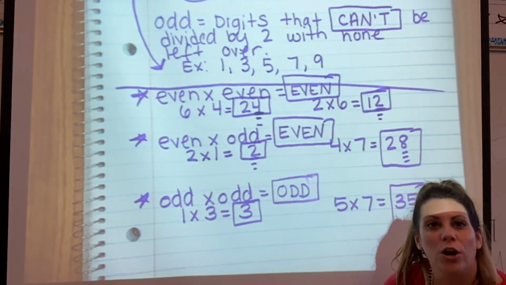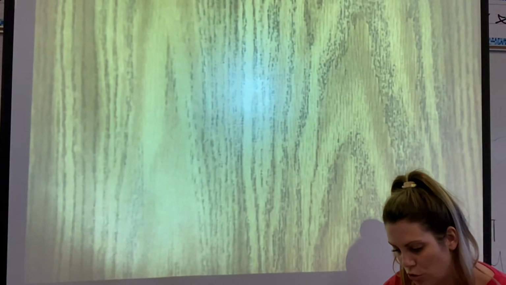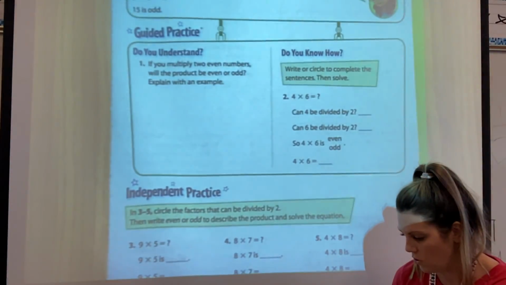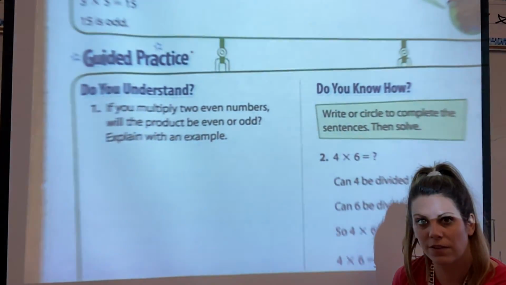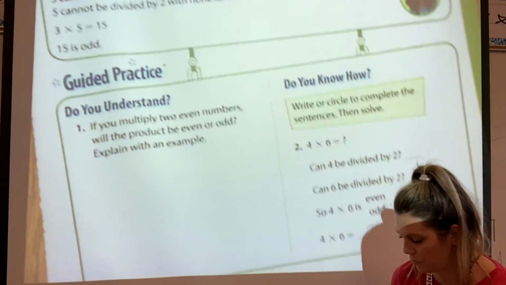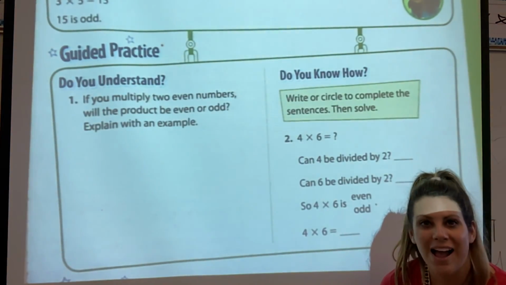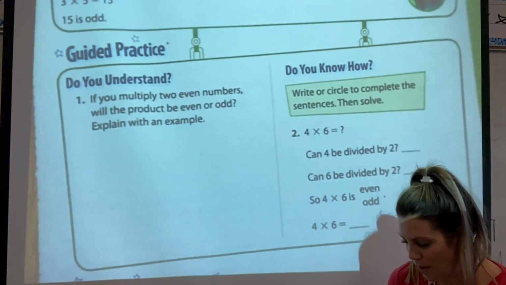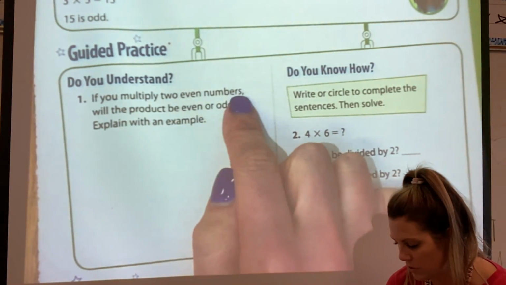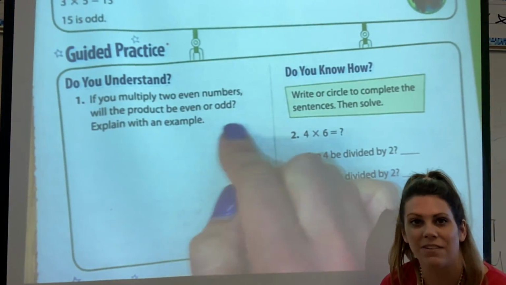All right, we are going to put that close by, and we are going to get our Volume 1 math book and turn to page 135. 135. We're going to do 1 and 2 together, and then I'm going to send you off. This should be pretty easy for you. Go ahead and read number 1 while I read it out loud. If you multiply 2 even numbers, will the product be even or odd?